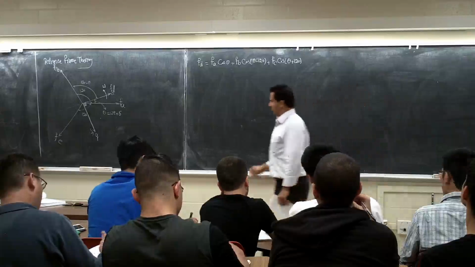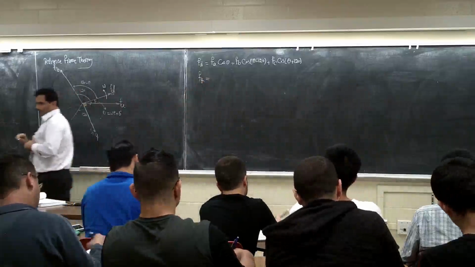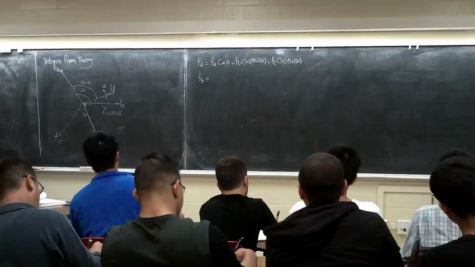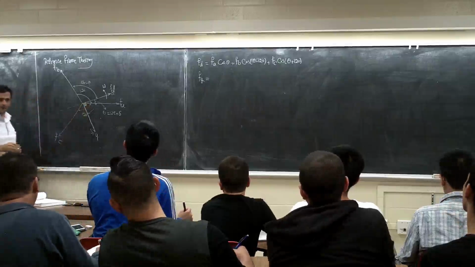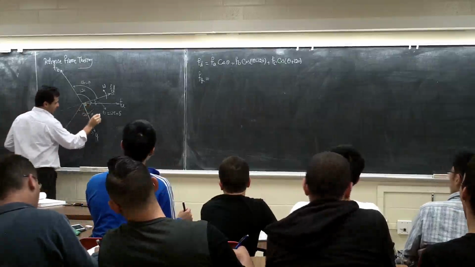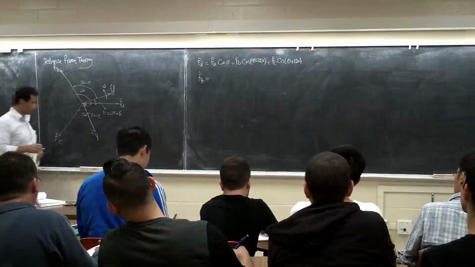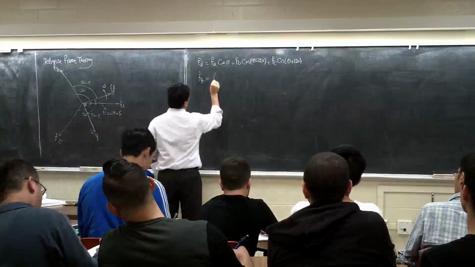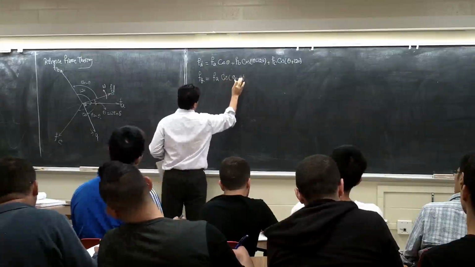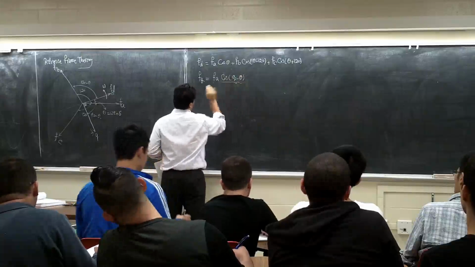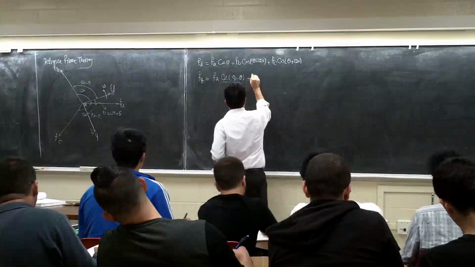Let's go calculate FQ. How much is FQ? How much is this angle? It's 90 minus theta. So FQ is going to be FA cosine of 90 minus theta. How much is the cosine of 90 minus theta? Sine. Right? It's sine. Let's go to FB.